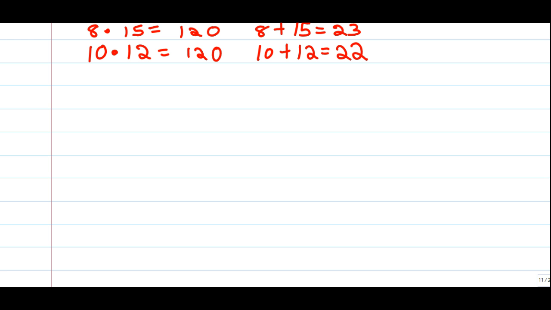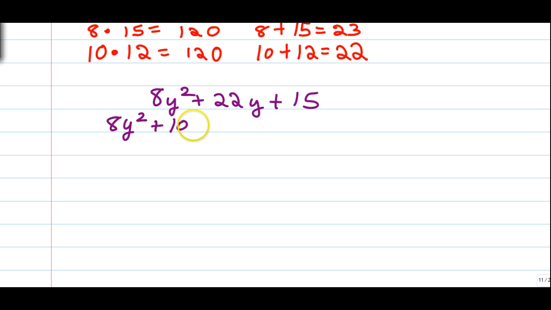So now that we found our numbers, we're going to rewrite the original trinomial, which was 8y to the second power plus 22y plus 15, replacing the center 22y with the two new numbers. So we rewrite this as 8y to the second power plus a 10y plus a 12y plus a 15. We haven't changed the original problem. If we sum the two middle terms, we still come back to 22y. But now that we have this in 4 terms, we can factor by grouping.